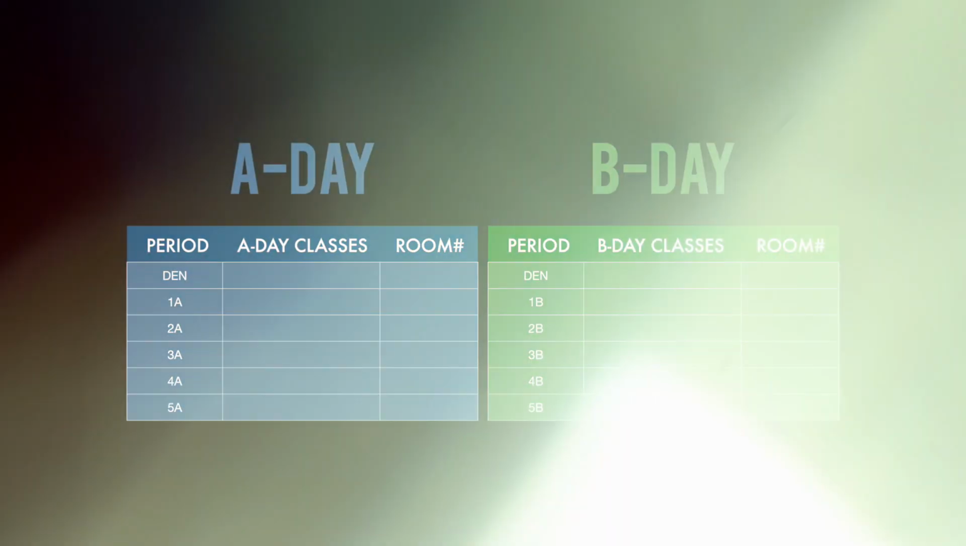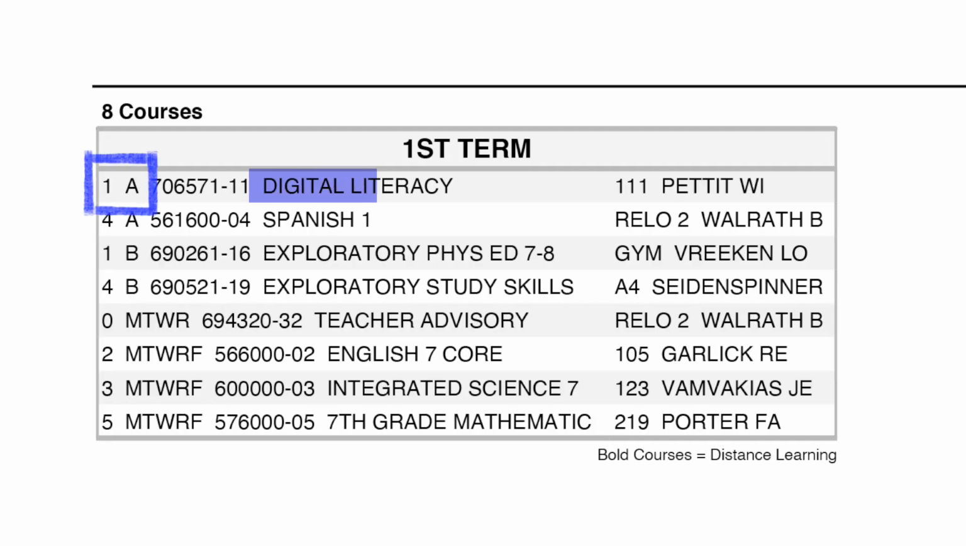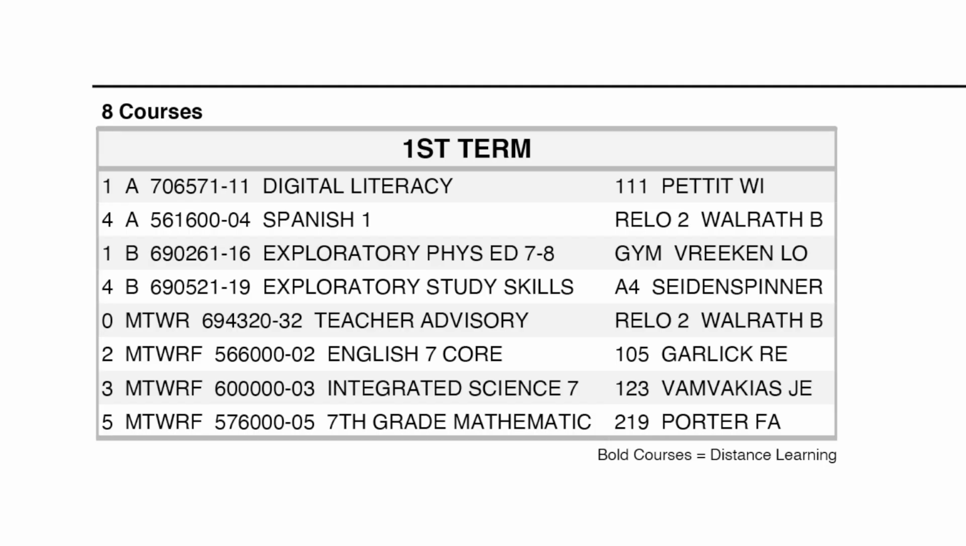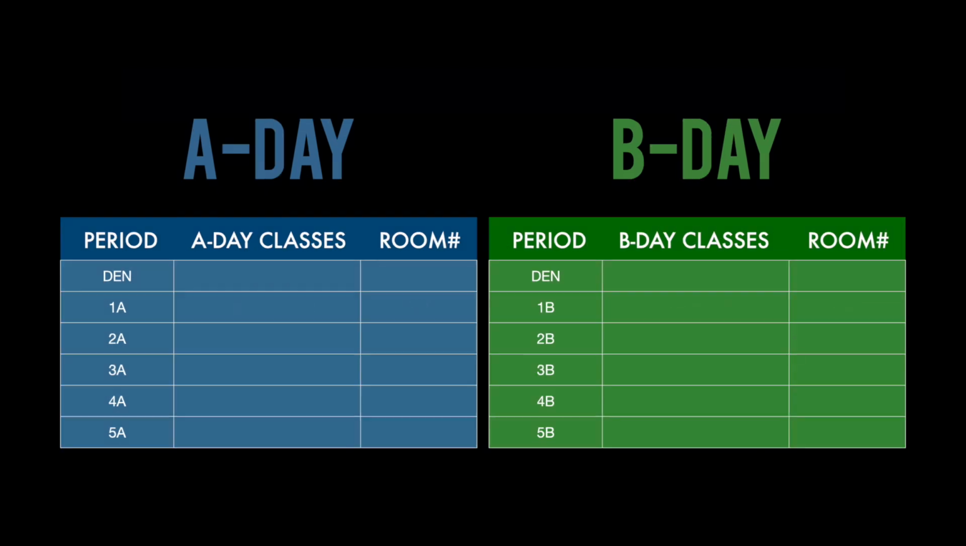Now, let's take this paper, or a blank piece of paper if you need to, and write everything down in an order that makes sense. We'll make two columns, one for A day and one for B day. Charlie has 1A digital literacy in room 111. I'll put this down here. 2A is English 7 Core in room 105. And I can copy that to 2B because it's the same. And just keep filling it out.